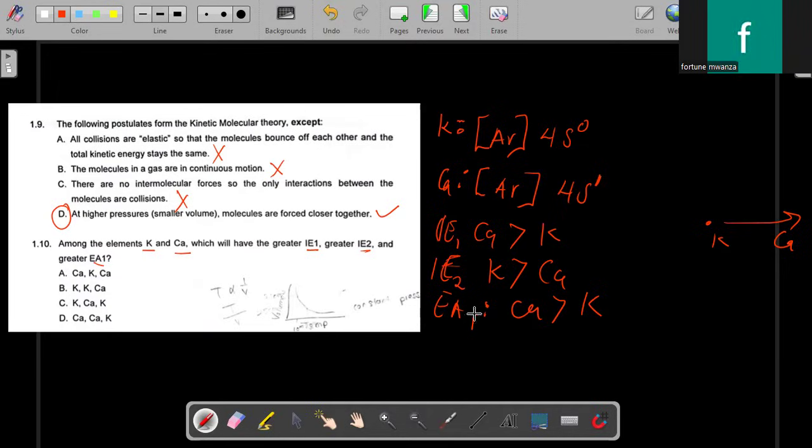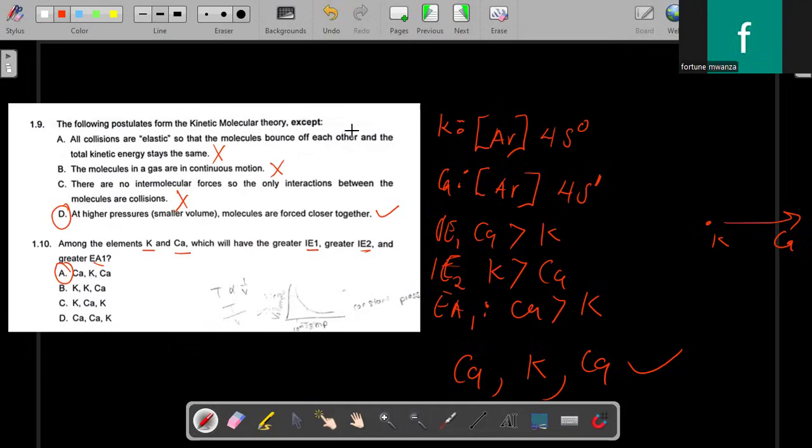Now let's conclude and arrange them. In terms of first ionization energy, the greater one is calcium. In terms of second ionization energy, the greater one is potassium. In terms of electron affinity, the greater one is calcium. So this is your answer. If you check here, part A is your answer: calcium, potassium, and calcium.